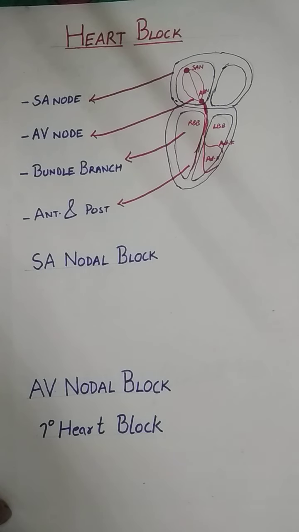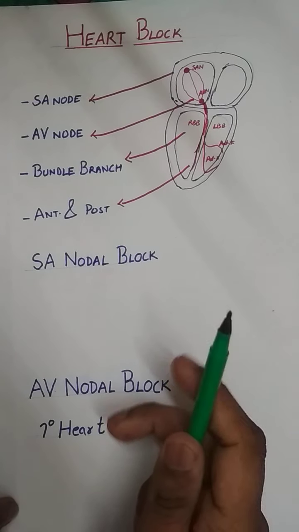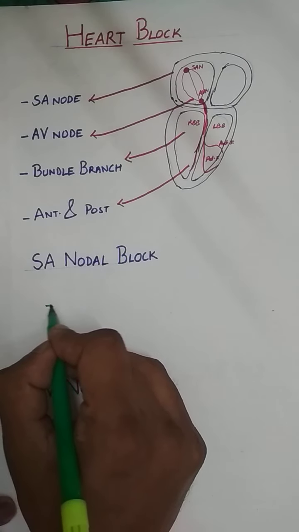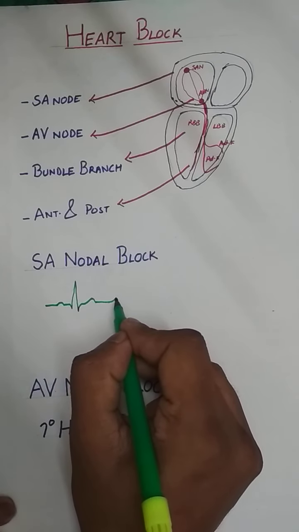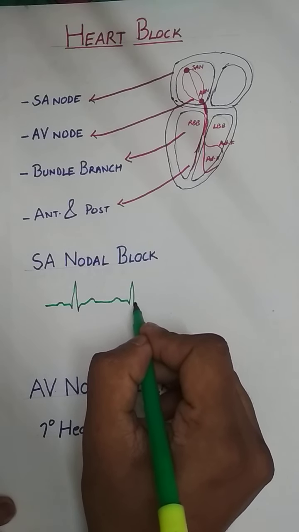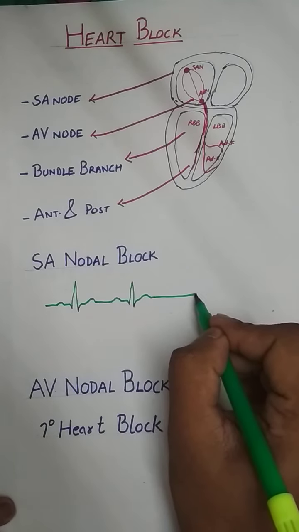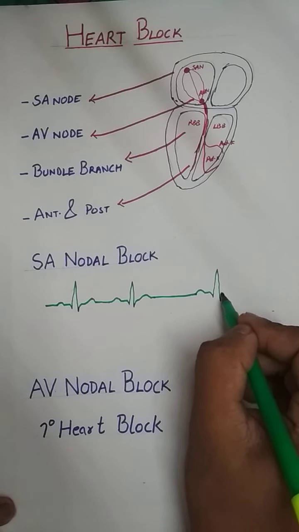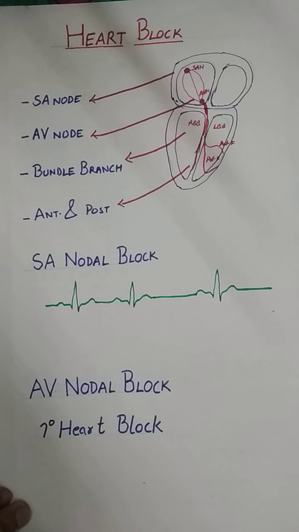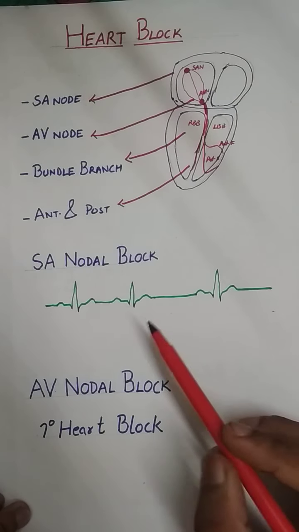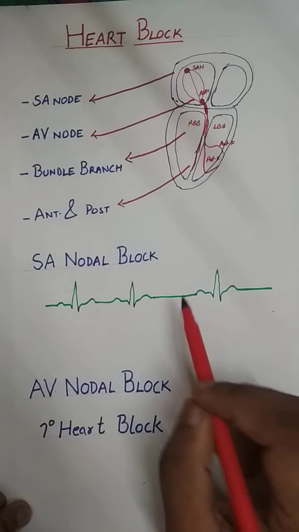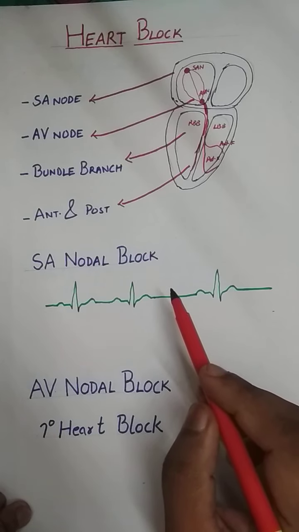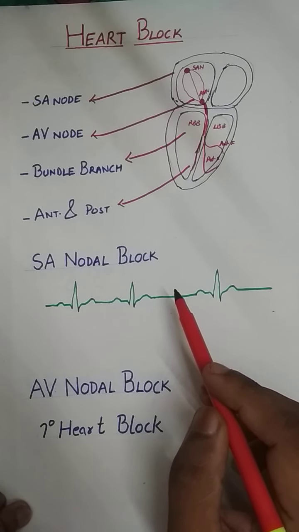So what would be the ECG? The ECG would be something like this. I will draw the ECG of SA nodal block. So this would be the ECG. Many of you might have found the change. The SA node is producing impulse, but occasionally the impulse produced by the SA node will not be transmitted.